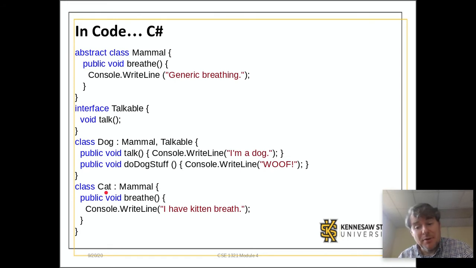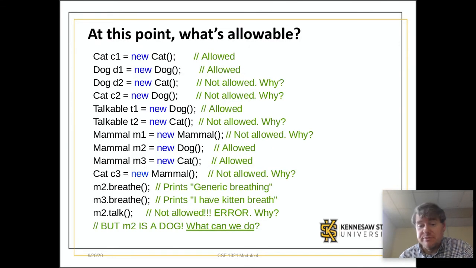A cat is a mammal, a dog is a mammal, therefore I am allowed to make a mammal and put a new cat on there. That's polymorphism in both of these cases. Because I have a base type and I'm putting a concrete subclass on top of it. This is also polymorphism up here.